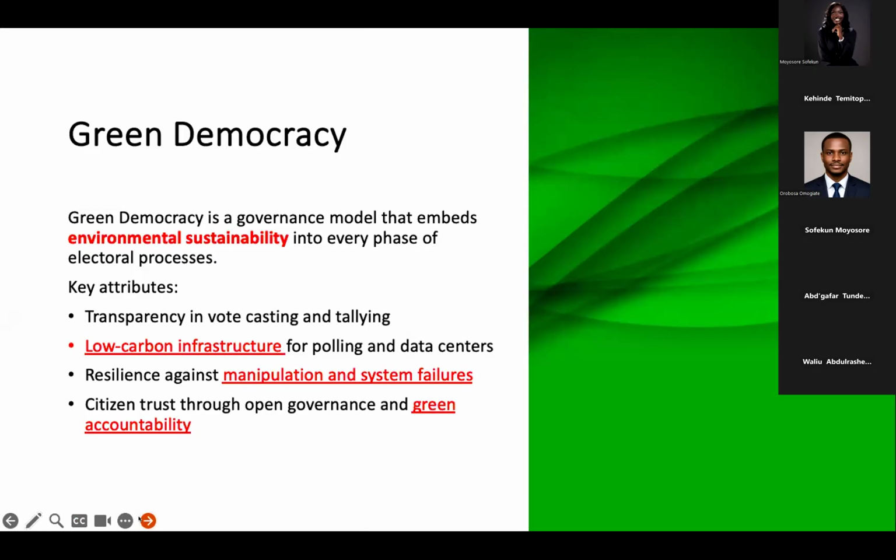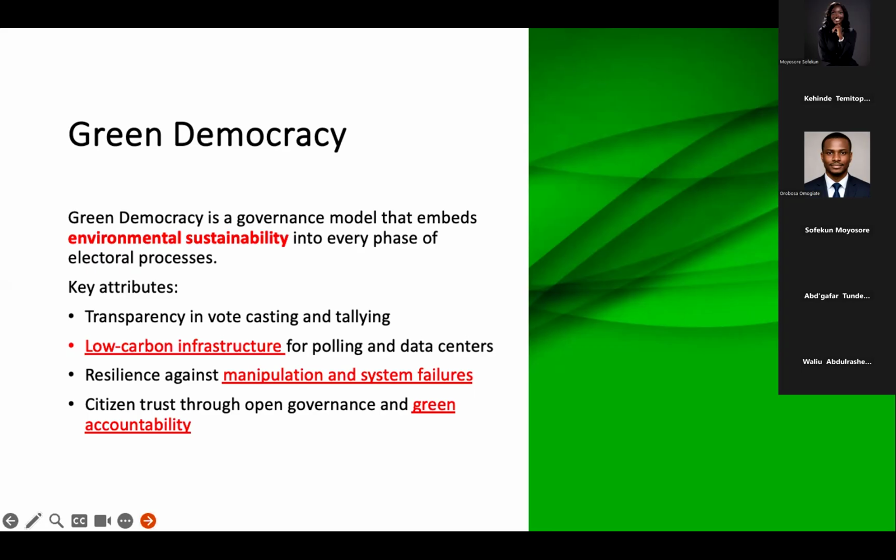Okay, so what's green democracy? From the name itself, green, it's a theory that promotes the fact that anything behind elections should consider environmental sustainability. So obviously, when we talk about democracy, it's basically government that tries to make elections free and fair, which has to do with transparency in terms of the vote casting process and tallying.